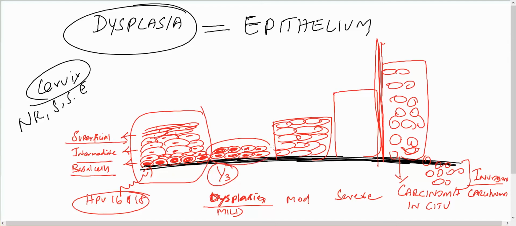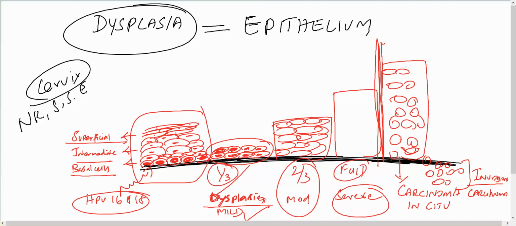If the basal cells are increased 1/3 thickness, it is mild dysplasia. If they are increased 2/3 thickness, it is moderate dysplasia. If they are increased full thickness, it is severe dysplasia. And they start having anaplastic cells in the severe dysplasia. It is called carcinoma in situ because it is not coming out of the basement membrane. The basement membrane is intact.